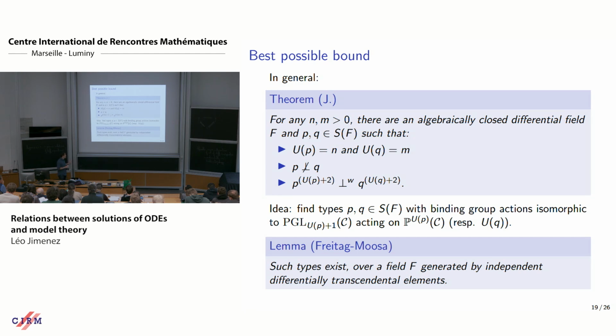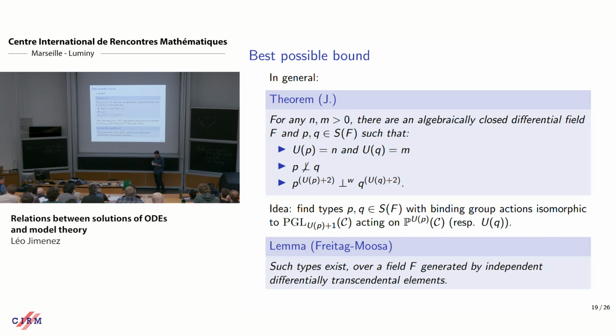Okay, so what's the idea here? I mean, of course, we know that we get the greatest possible bound, right? Our theorem got the bound by looking at actions of PGL n+1 on P^n. So this is the idea, right? We want to start with types that have this action of, say, PGL U(P)+1 acting on P^U(P)(C). And so this is a lemma, right? Freitag and Moosa did this. Maybe this was known by other people. I'm not sure, but okay. Such types exist over a field F, which are generated by independent differentially transcendental elements. And that will be important in the proof later, okay?